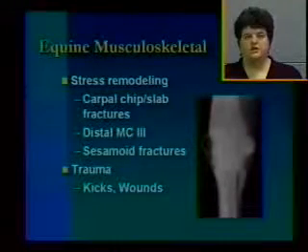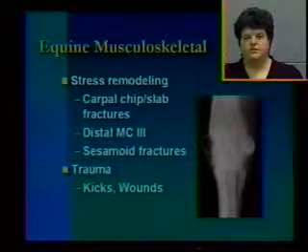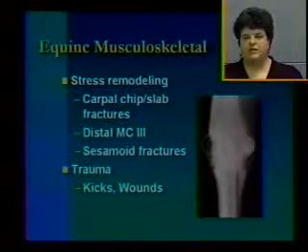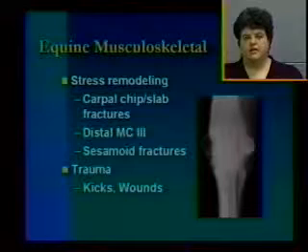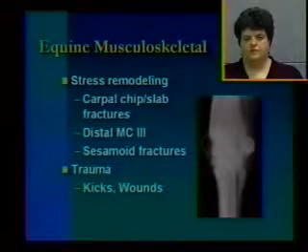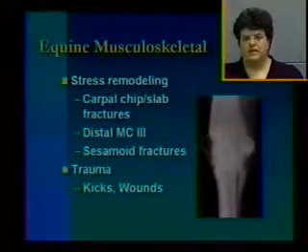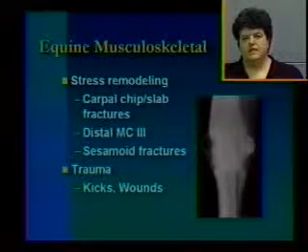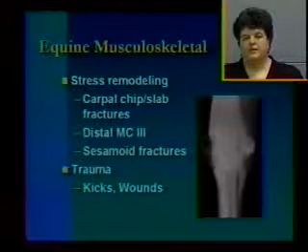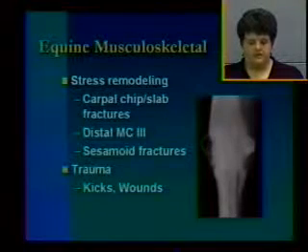Stress remodeling or degenerative change secondary to work occurs very frequently in the racehorse, and the most common things to see are carpal chip and slab fractures off of C3, but abnormalities of the cannon bone and sesamoids are also fairly common. Also traumas, kicks, wounds, etc., are another common cause of stress remodeling in the horse. And again, that's something you're going to see more in the little kid's horse than in the racehorse.